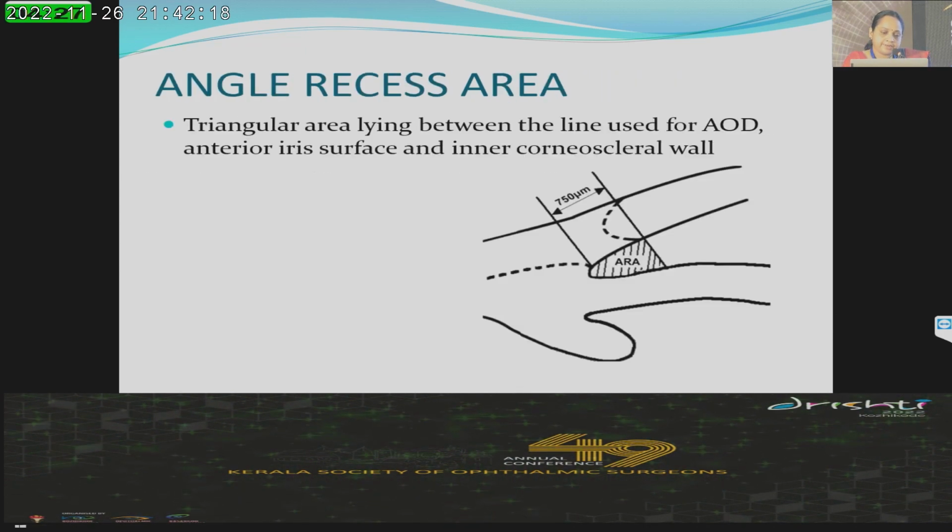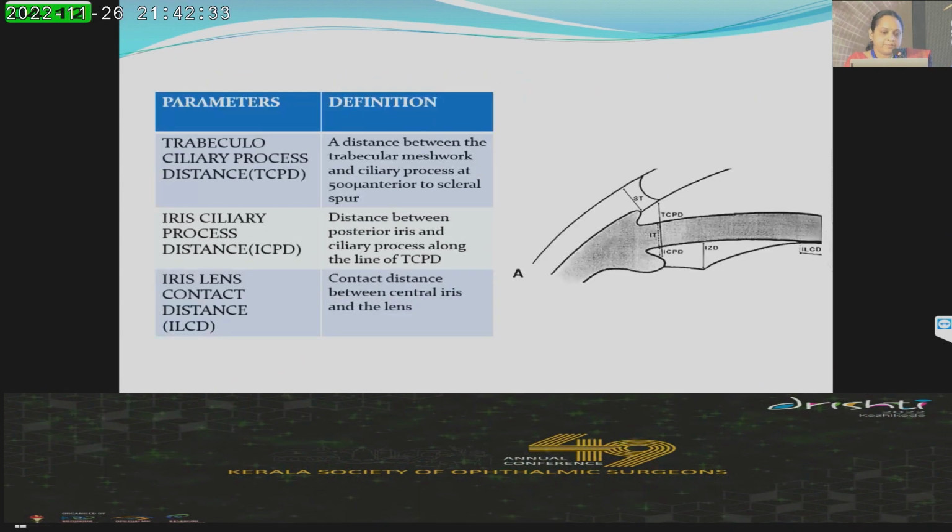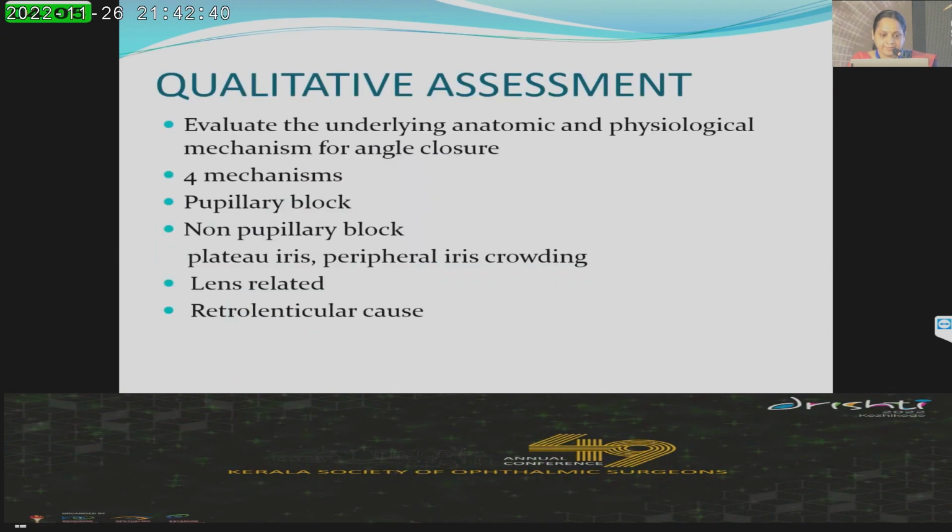Angle recess area is the triangular area lying between the line used for angle opening distance, the anterior iris surface and the inner corneoscleral wall. Trabecular iris space area is more specific, it gives the filtering area. Other parameters are trabeculo-ciliary process distance, iris ciliary process distance, iris lens contact distance, etc. With angle imaging, the angle is said to be closed when there is iridotrabecular contact in more than 2 quadrants.